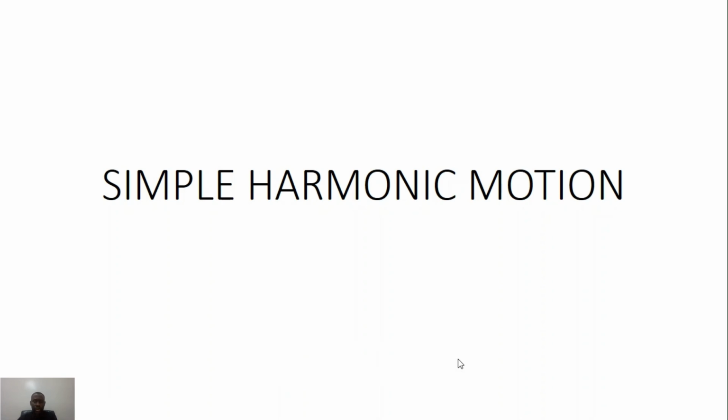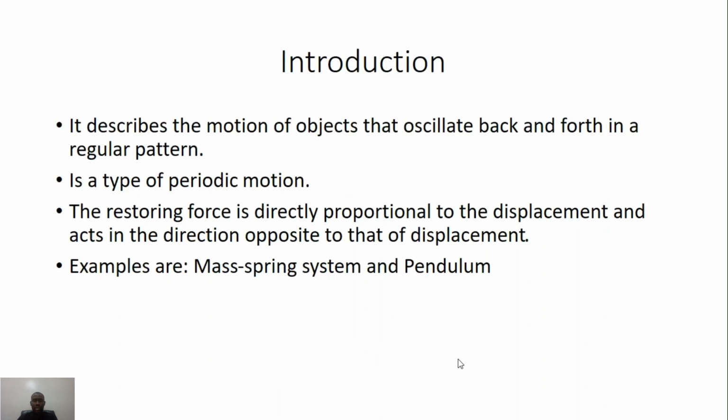In this video, I'll be discussing simple harmonic motion. Simple harmonic motion describes motion of an object that oscillates back and forth in a regular pattern and is a type of periodic motion. What does this mean?